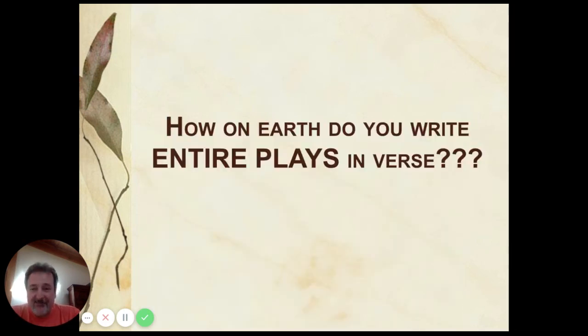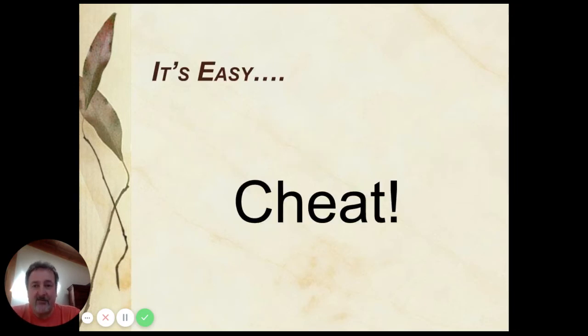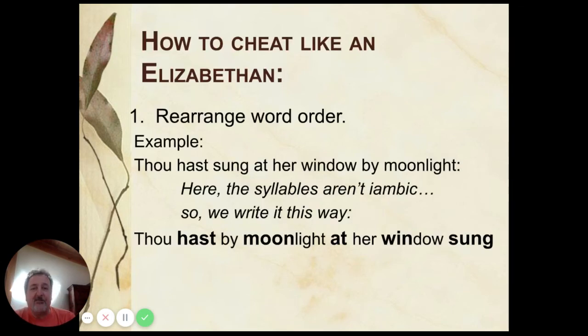So that's not easy. You're talking thousands of lines of a play written with a pattern, with rhythm and meter, and a lot of times with a rhyme scheme. That is hard. So how do you do it? You cheat, right? You play around with the language. So here are the three big things they did to cheat.